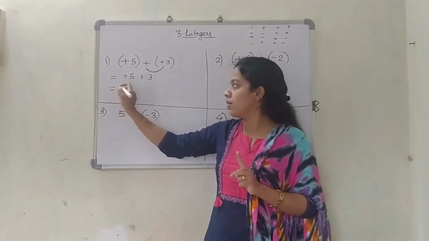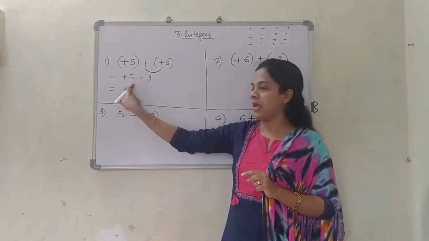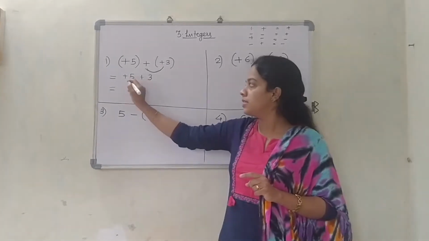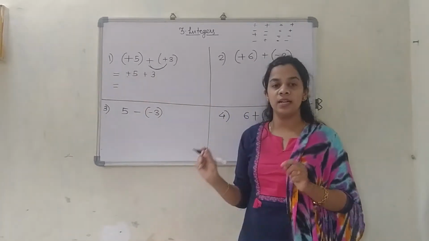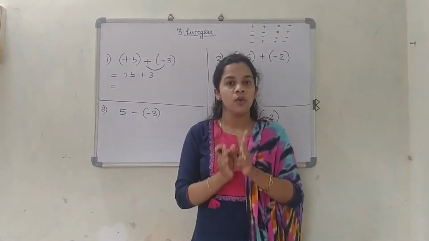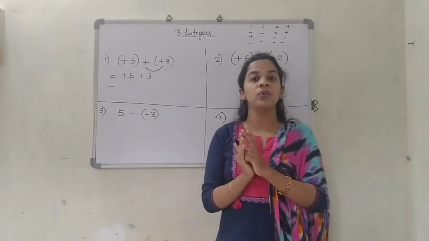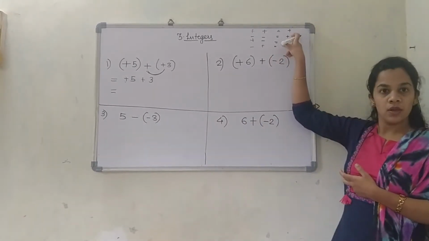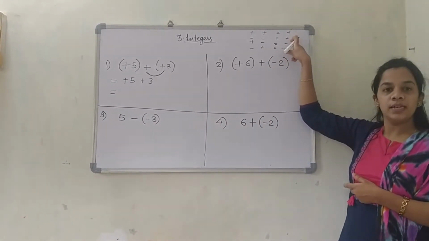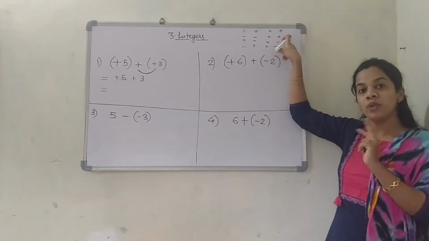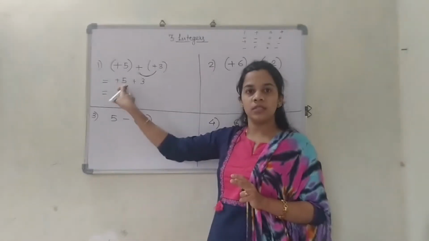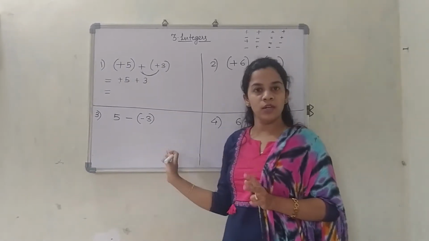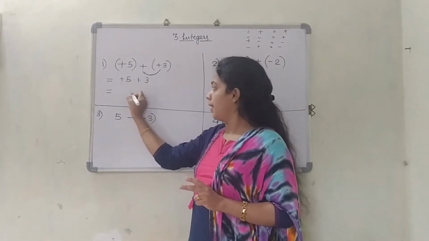Now focus on this step. Plus 5 plus 3. Just see their signs. Two signs are same over here. When two signs are same, we are going to add them. That is, plus is always plus. So what am I going to do? That is plus, means I am just going to do the addition. Addition of which numbers? 5 and 3. What is the addition of 5 and 3? Yes, addition of 5 and 3 is 8.